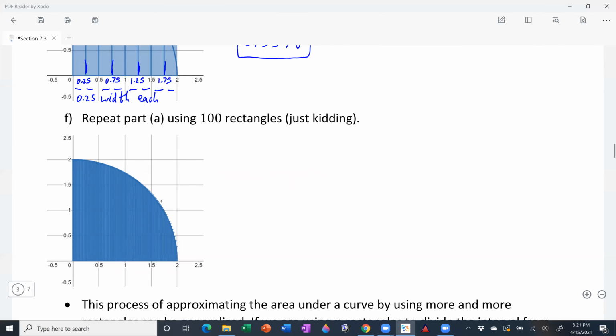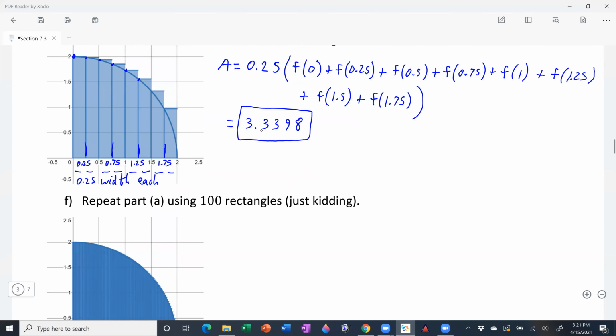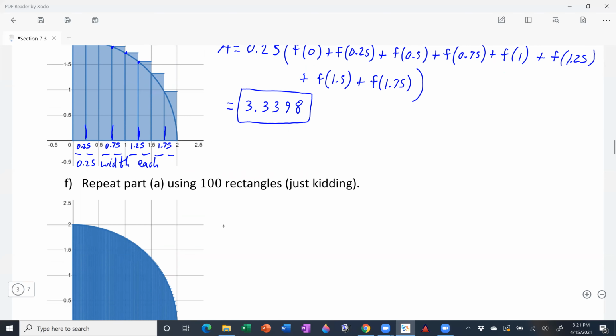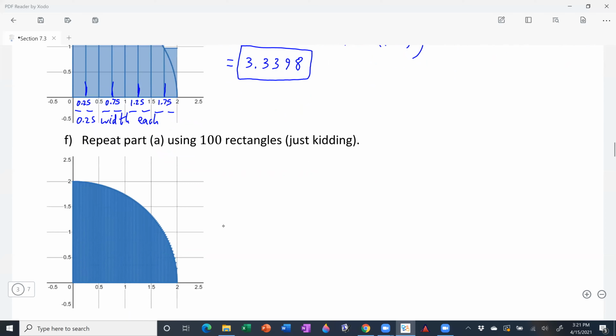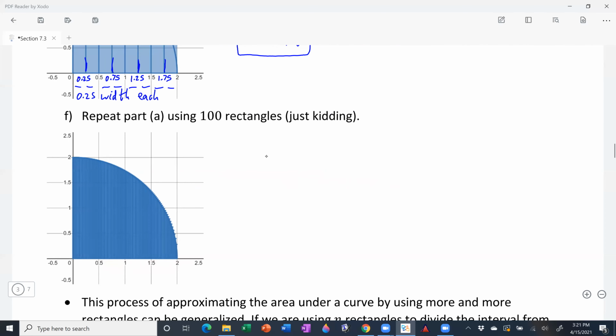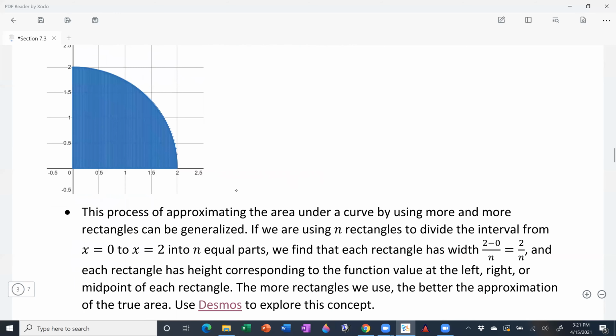There's a little bit of extra sticking out of the sides, but not by much. So if we did 100 rectangles, it would be very close. So this number right here would be a little bit smaller, and there would be a lot less of this extra. And then it would be even better if we did 1,000 or 10,000 or 1,000,000,000, okay? And that's the concept of the limit, the method of exhaustion thing.